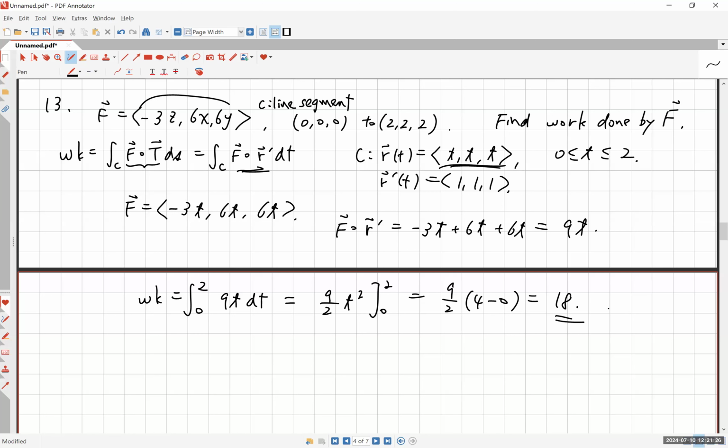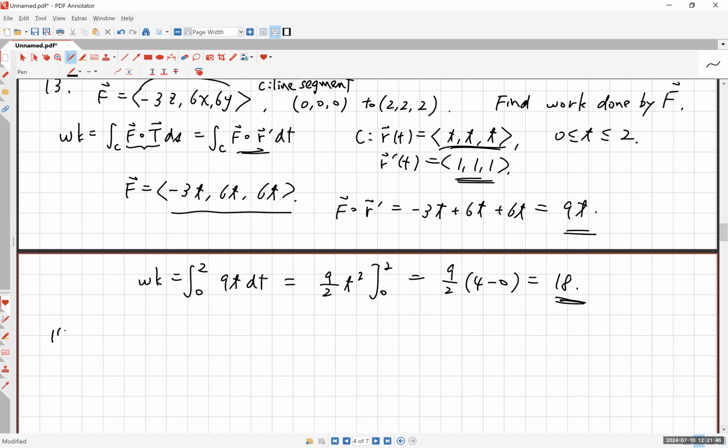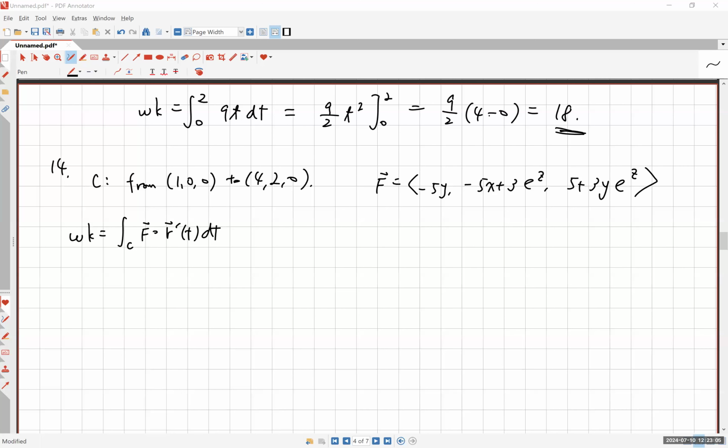Now, if you happen to choose the other obvious parameterization, which is 2t, 2t, 2t, t goes from 0 to 1, these will become all 2s, right? 2, 2, 2. And then these will change. But when you take the dot product and integrate it from 0 to 1, you will get 18. You may want to try that just to verify it, but you will get the same answer because the work done by F does not depend on your parameterization or anybody else's parameterization as long as it's correct. Okay, so that's number 13.